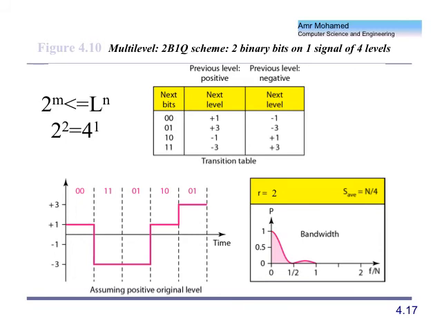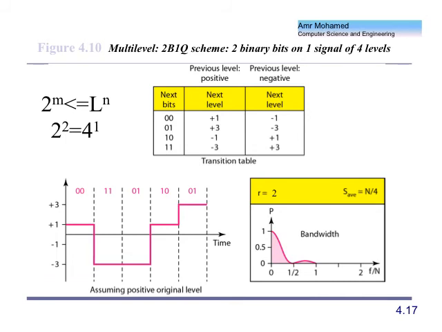So as we can see here, we have positive 3 voltage, and we have positive 1, and we have minus 1, and we have minus 3. Okay? So we have 4 different levels and one signal element. That's why N for the signal element here is 1.